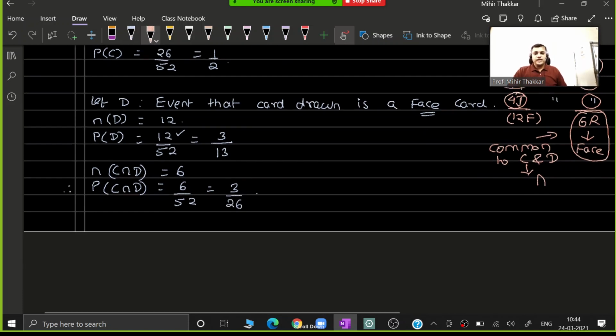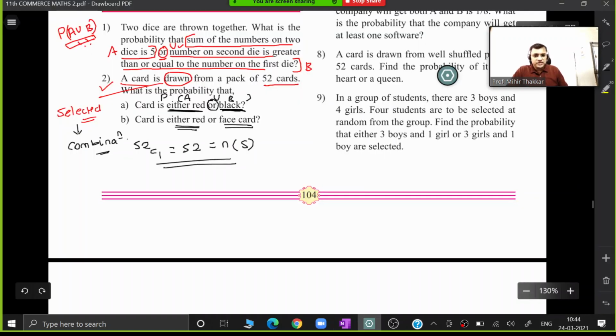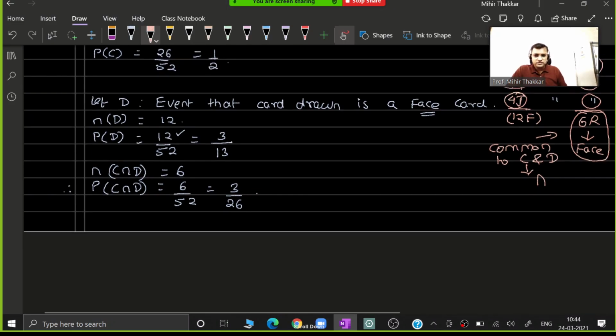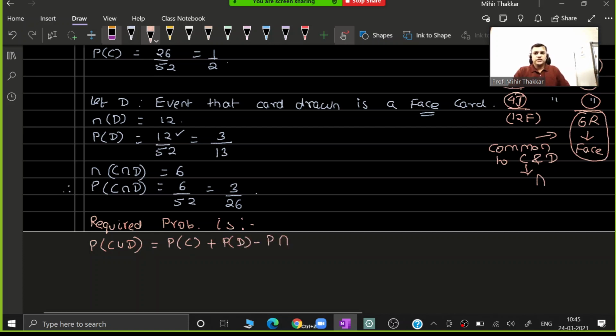Now we just have to calculate the probability of C union D, because again the question is using the word or in between the two events. So I will get over here. Required probability is probability of C union D is equal to P of C plus P of D minus P of C intersection D.